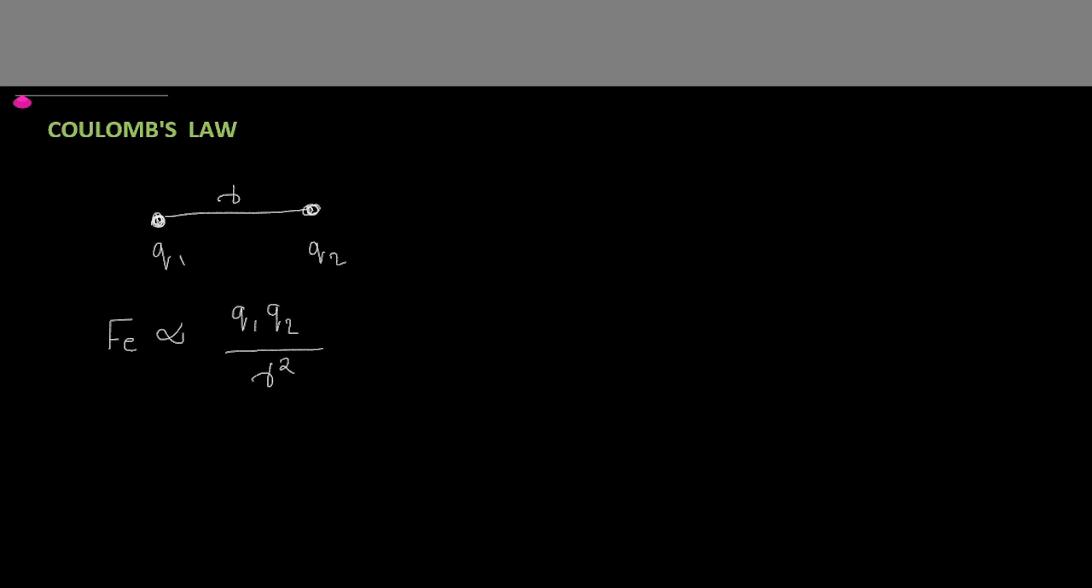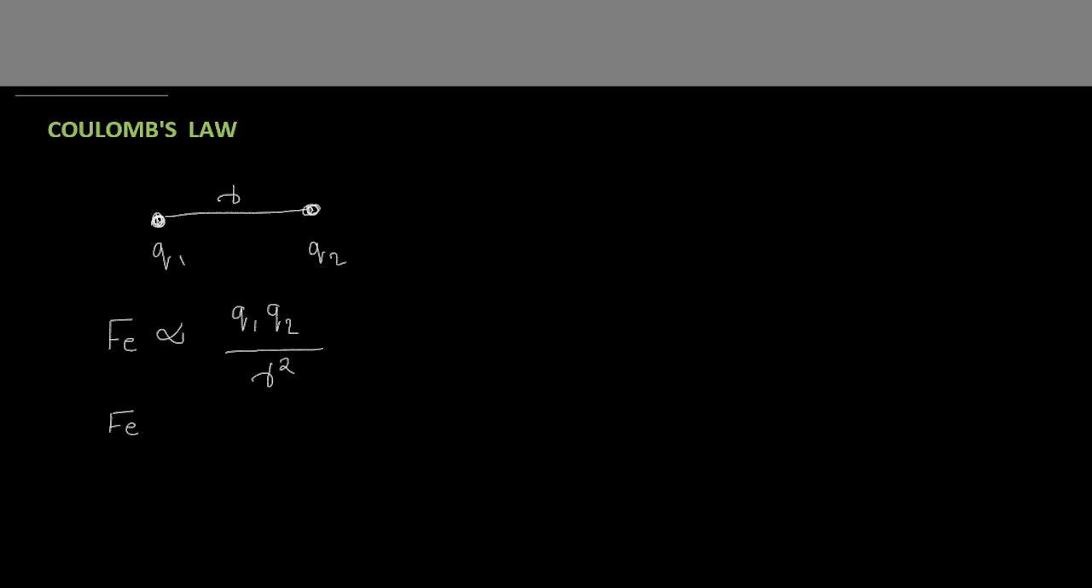So the definition of Coulomb's law is that the electrostatic force between two point charges is directly proportional to the product of the charges and inversely proportional to the square of the distance between them. But here there is a proportionality sign. We have to replace the proportionality sign with an equality sign. We know that to replace a proportionality sign with an equality sign, we need to multiply with a constant. So here also we are multiplying with a constant.